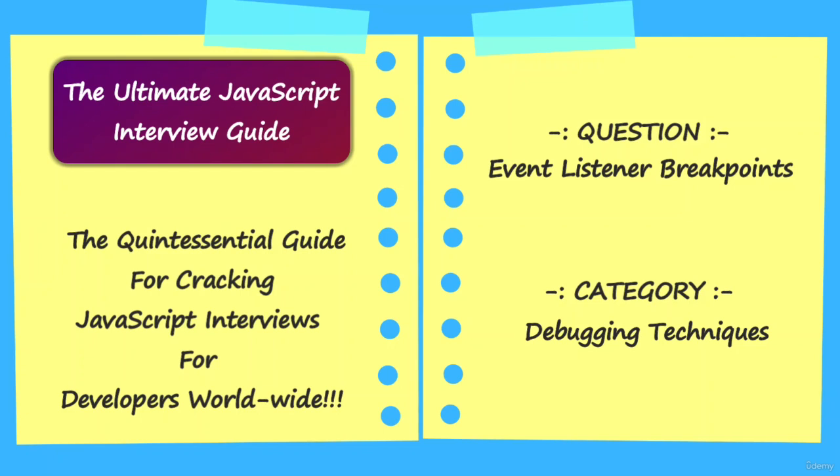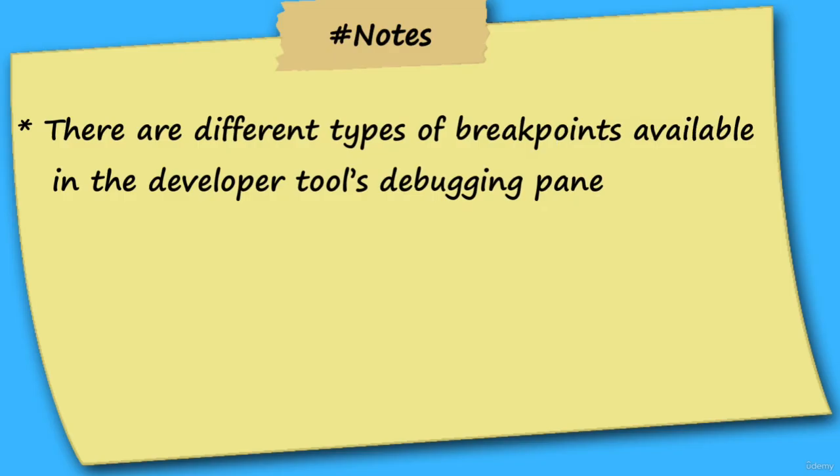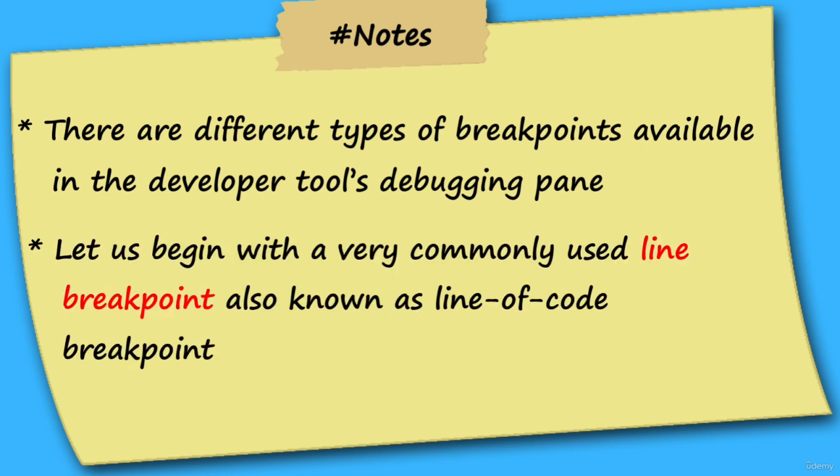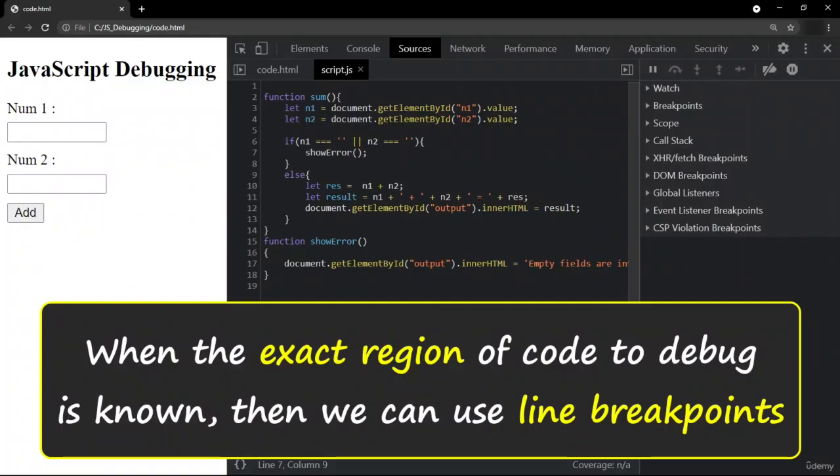In this section, we will see event listener breakpoints among different breakpoint types. There are different types of breakpoints available in the Developer Tools debugging pane. Let us begin with a very commonly used line breakpoint, also known as line of code breakpoint, which I have already mentioned. When the exact region of the code to debug is known, then we can use line breakpoints.